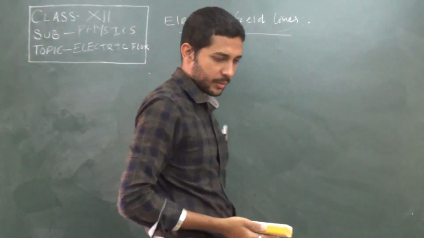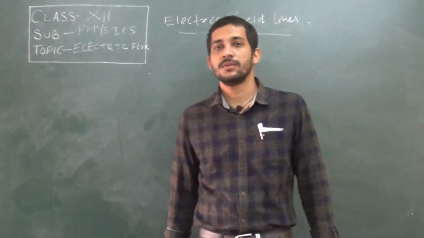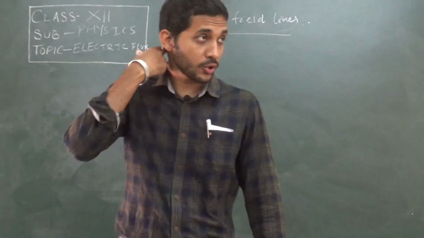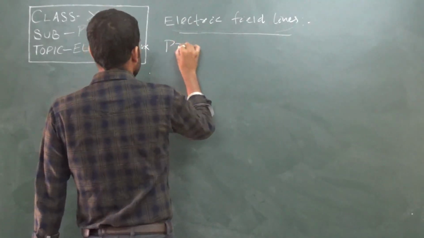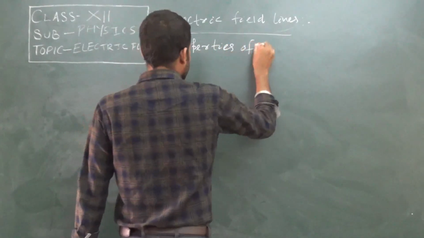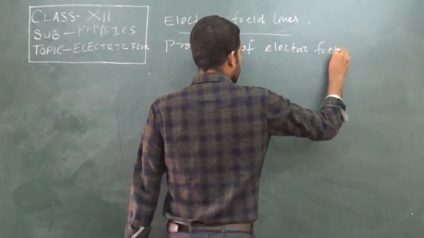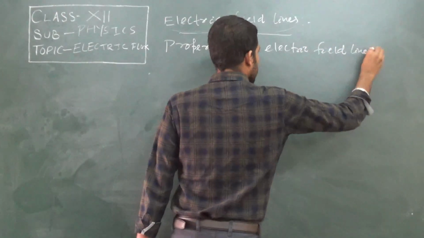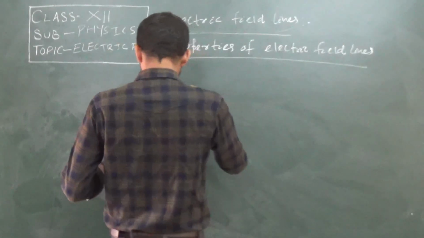There are many properties, but four or five are quite necessary. In your board exam there may be a short note where you need to write two or three properties. So let's write down the properties of electric field lines. Clear? Okay.